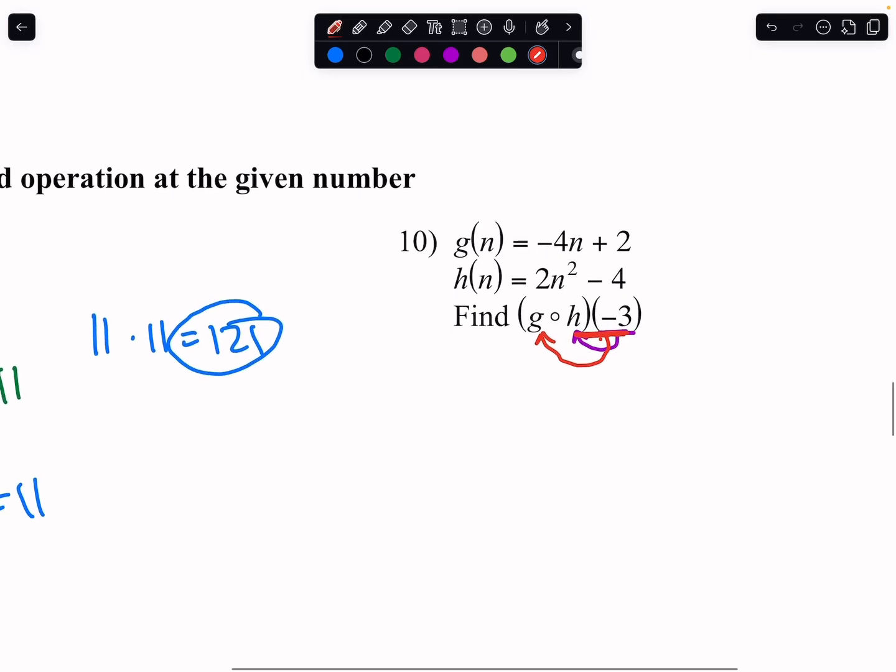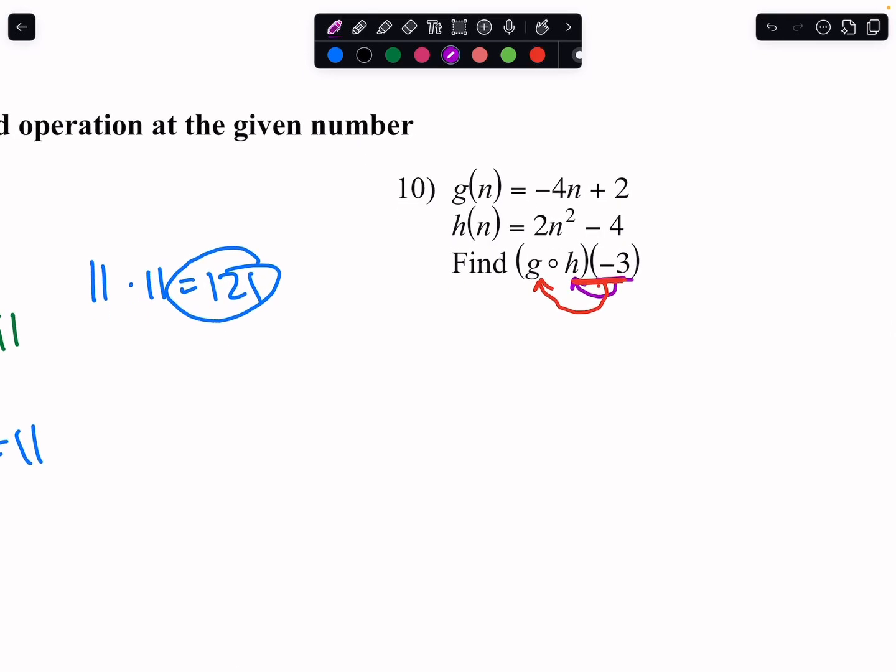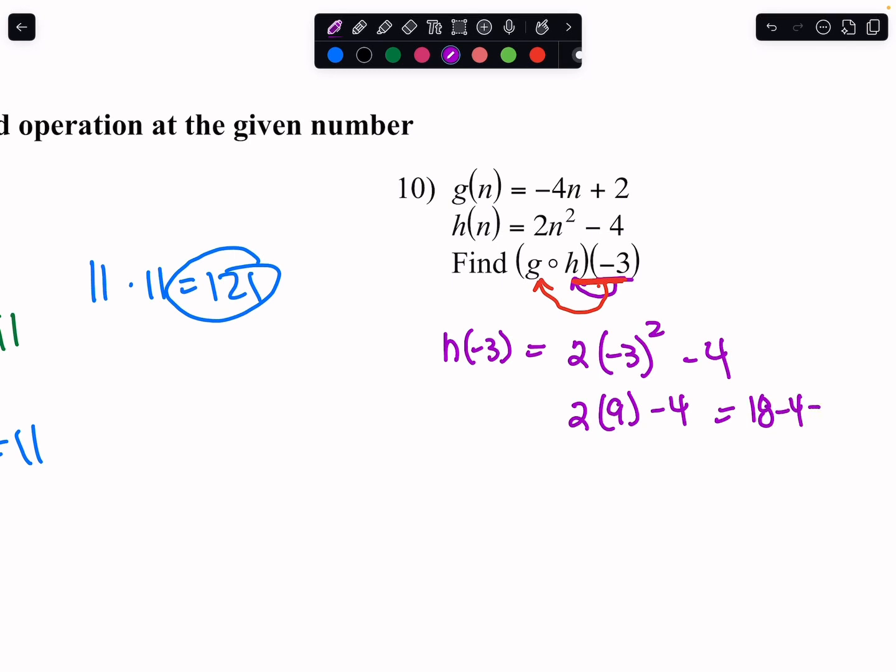So H of -3, I'll do that in purple, is I'm going to do 2 times -3 squared minus 4. -3 squared is 9. And then 2 times 9 is 18. Minus 4 is 14.